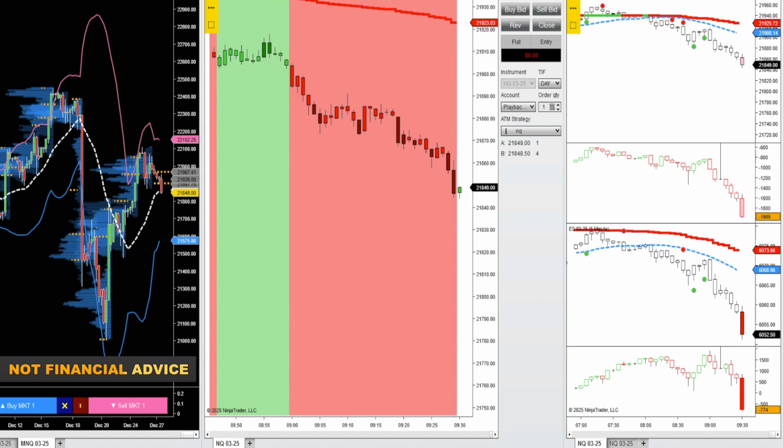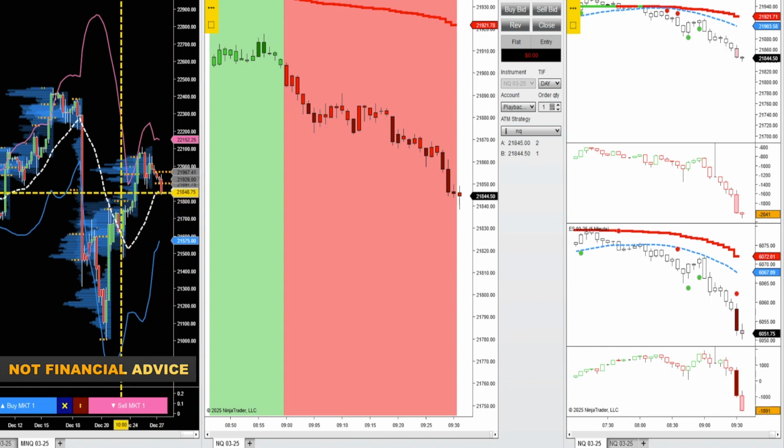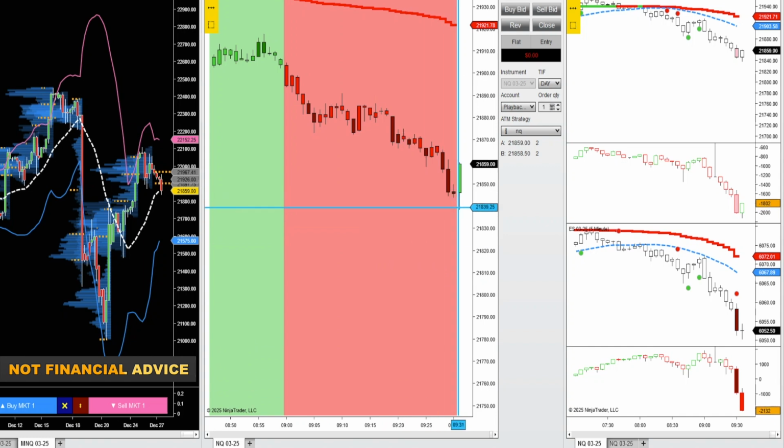Alright, the market is about to open. Got some delta coming in on the ES, a little bit of delta coming in on the NQ. Got a level here at 800, yesterday's, or a couple days ago, value area low. Just gonna wait for this first candle to close.